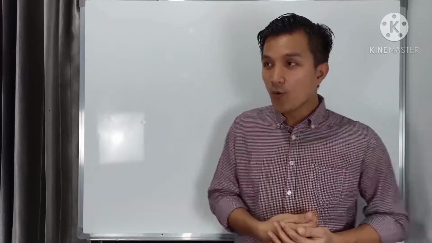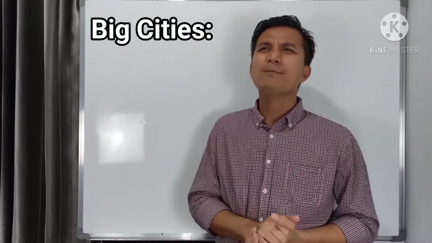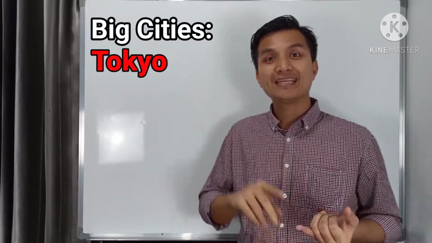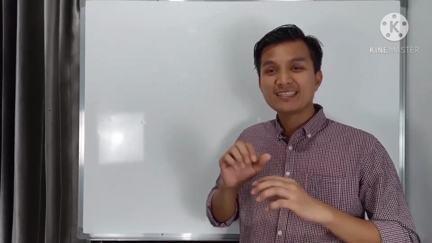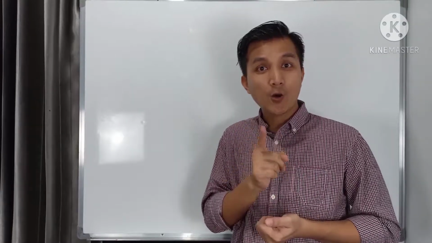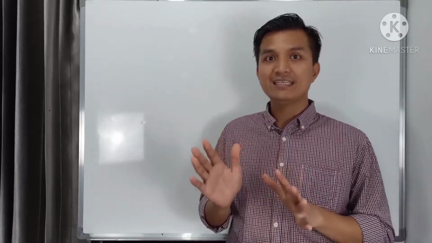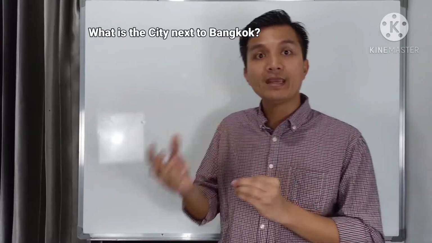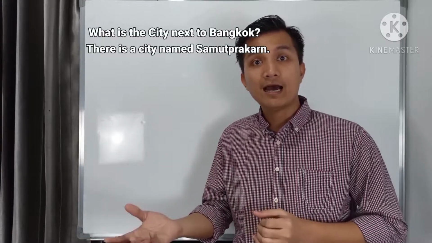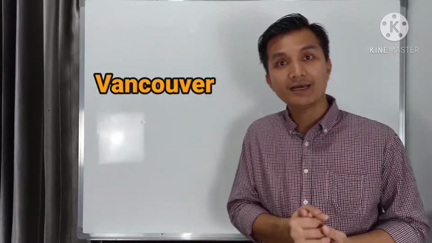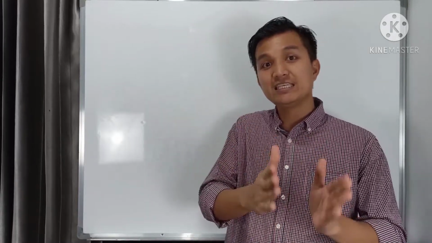That is correct. Or if we are talking about certain big cities, for example, Tokyo, that is a big city. Bangkok, that is a big city. We are talking about cities, big places. We are going to use in. Talking about your neighborhood, for example, city. What is the city next to Bangkok? Something like that. For example, there is a city named Samut Prakan. There is Vancouver, right? There is a city named Los Angeles. So those are, for example, city to city.